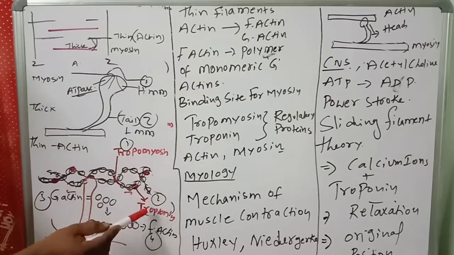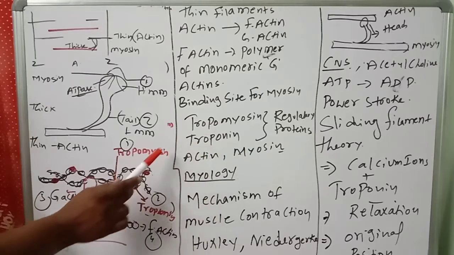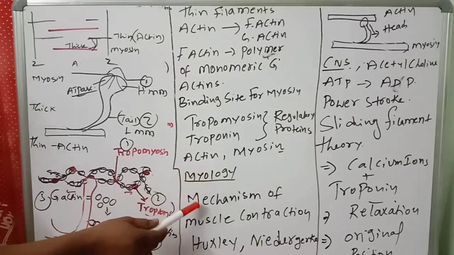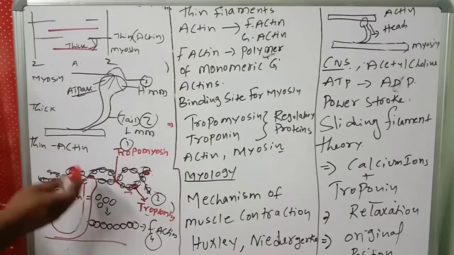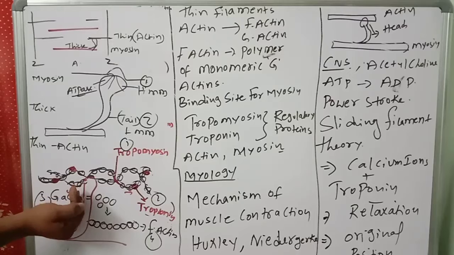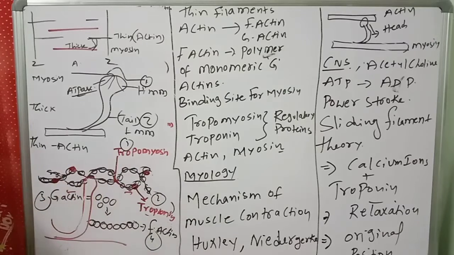So tropomyosin, troponin, actin and myosin are very useful for muscle contraction. This is the actin, the thin filament, and this is the thick filament. So what is the mechanism? It will be pulled. The actin-myosin bond means the actin will be moved to that side.